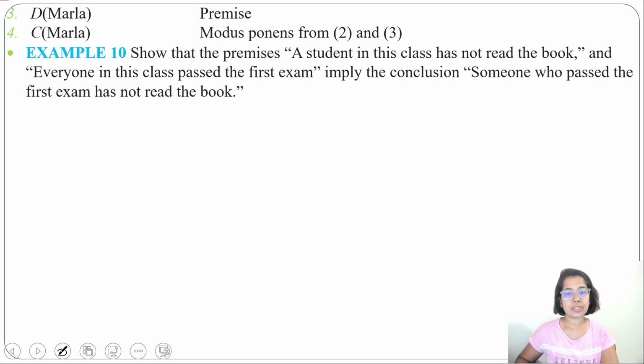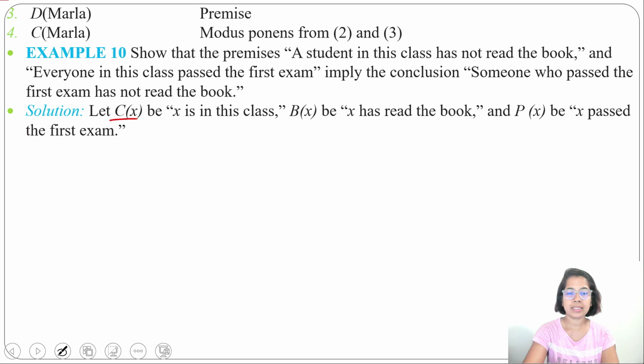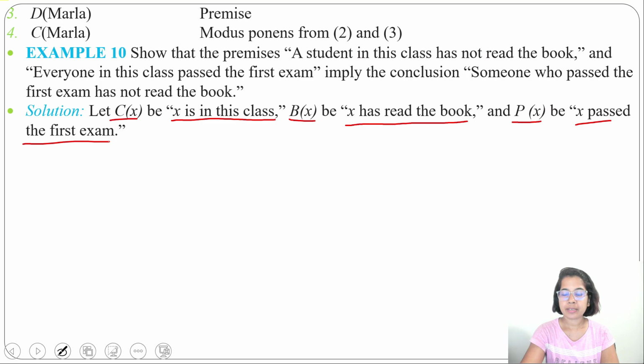So first we need to take some propositional variable for every small statement. Like C(x) is x is in this class, B(x) is x has read the book, and P(x) is x passed the first exam. Now the first statement: a student in this class has not read the book.